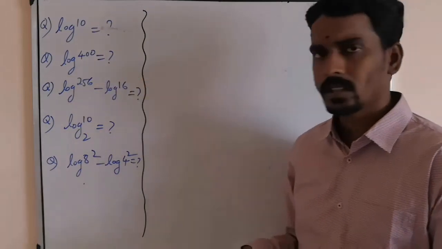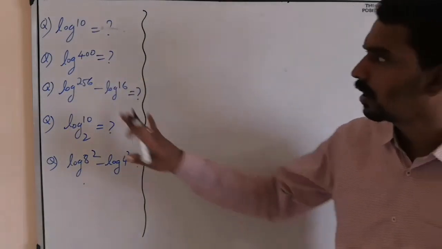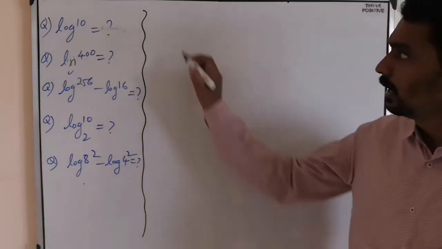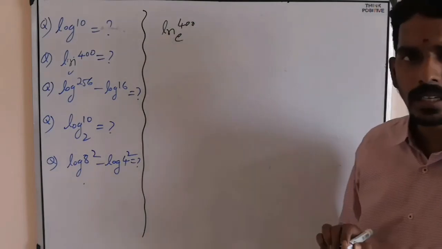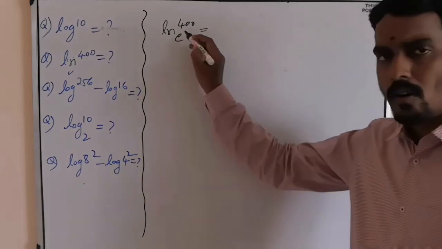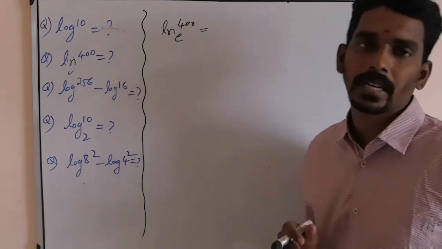Here, in all the questions I have given log only. They can give ln also. Suppose, for example, this question is like ln 400, then the base should be e. How, or in what way, you will simplify depends upon your practice.